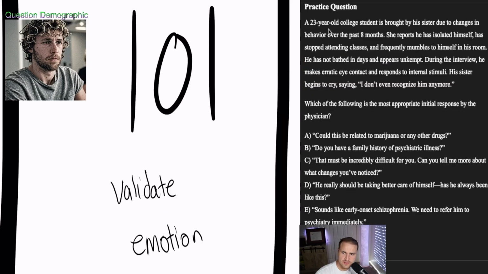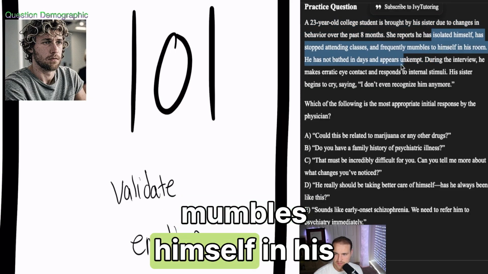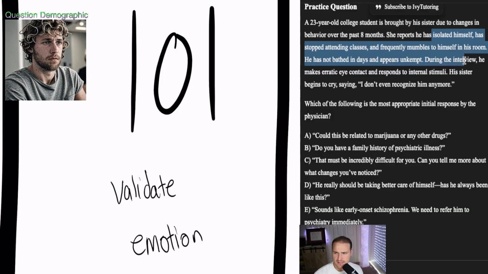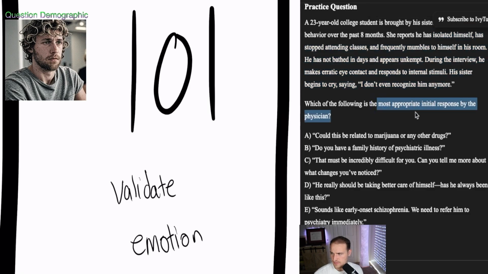Okay, so here's your practice question. A 23-year-old college student is brought by his sister due to changes in behavior the past 8 months. She reports he has isolated himself, stopped attending classes, and frequently mumbles to himself in his room. He has not bathed, he's unkempt, makes erratic eye contact. His sister begins to cry, saying, "I don't even recognize him." Which of the following is the most appropriate initial response by the physician?